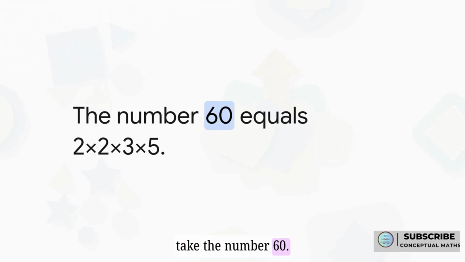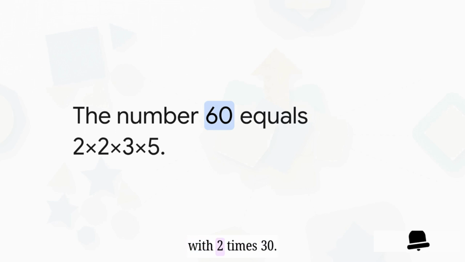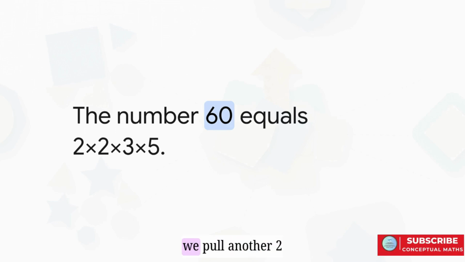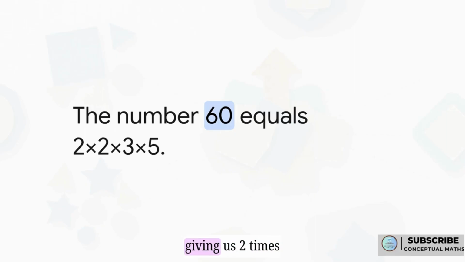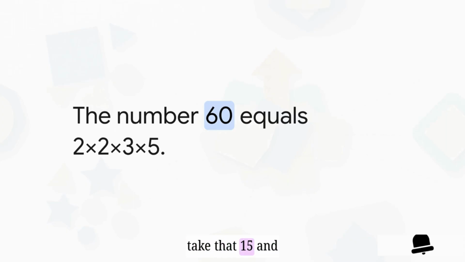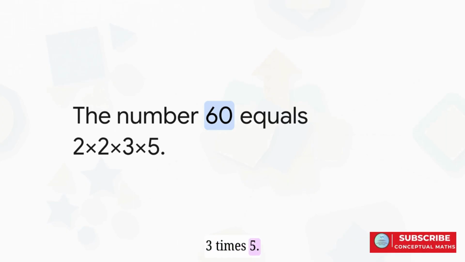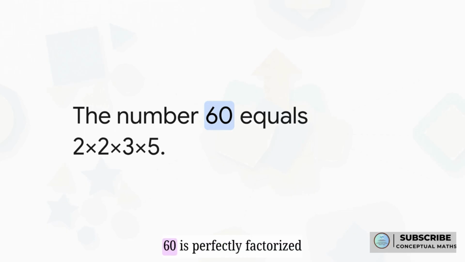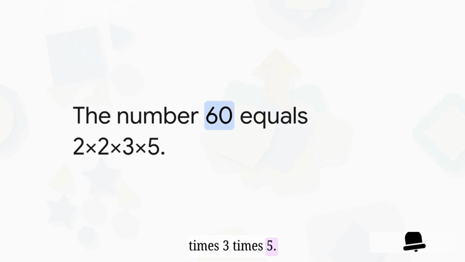Let's take the number 60. We start by pulling out a prime number, let's say 2, which leaves us with 2 times 30. Then, we pull another 2 out of that 30, giving us 2 times 15. And then, we just take that 15 and break it down into 3 times 5. And just like that, boom, 60 is perfectly factorized as 2 times 2 times 3 times 5.